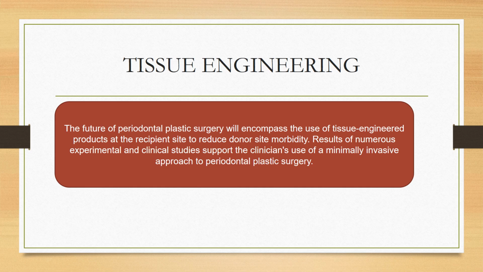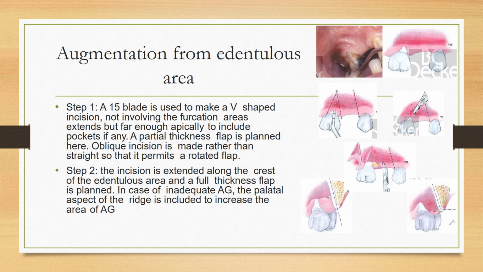So results of numerous experimental and clinical studies support the clinician's use of a minimally invasive approach to periodontal plastic surgery. So there is augmentation from edentulous area that is coming under tissue engineering procedures. You can see that this augmentation, the soft tissue or hard tissue augmentation, can be done in case of loss of soft tissue or hard tissue. So in this case, you can see that there is a loss of soft tissue and hard tissue in relation to this tooth, adjacent to which there is an edentulous area. So this can be used for augmenting this area.